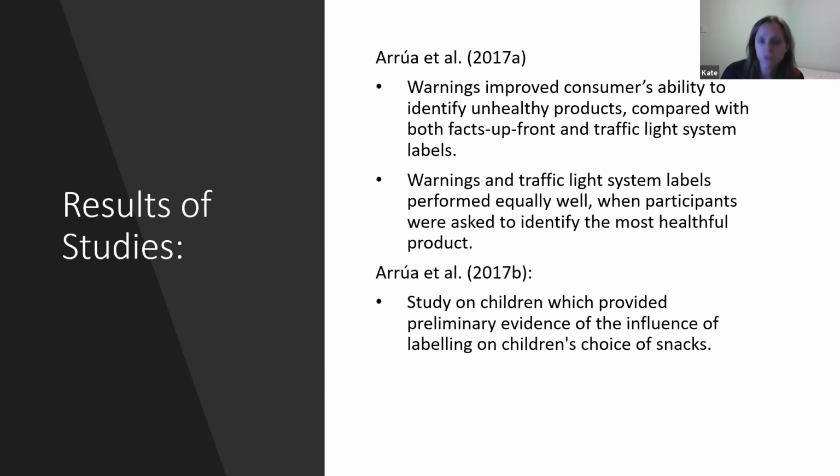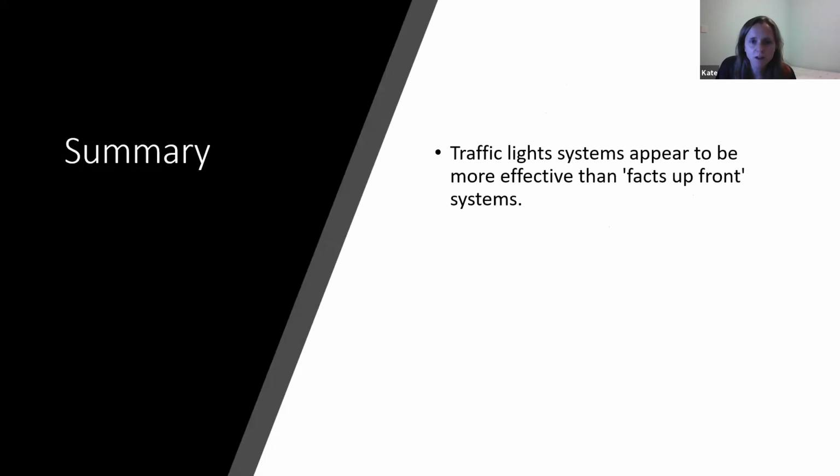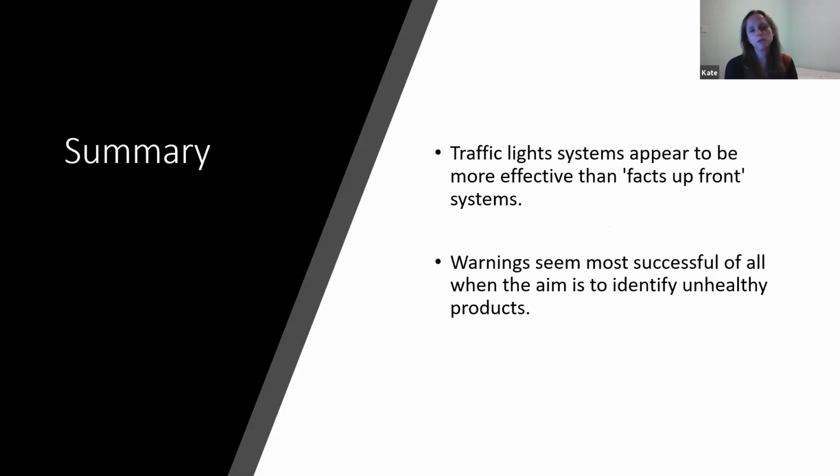Similar results in another study by a team led by the same lead researcher in the same year, but this time looking at children. So a study on children and their choice of snacks, and it provided preliminary evidence of the influence of labeling on children's choice of snacks. So having some labeling versus no labeling definitely made an impact on the snacks that children chose, and warning signs in this study seem to have more influence than traffic light systems. So as a summary, what we've got is traffic light systems appear to be more effective than facts up front systems. Warnings seem to be the most successful of all, particularly when the aim is to identify unhealthy products.